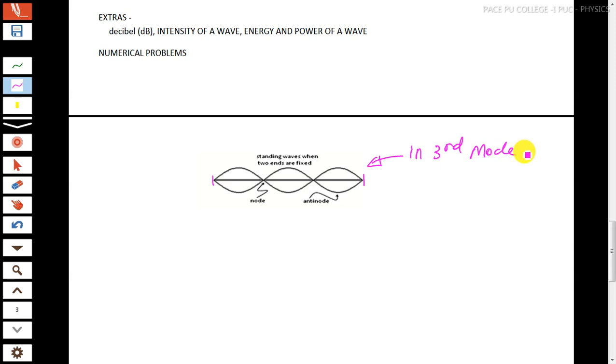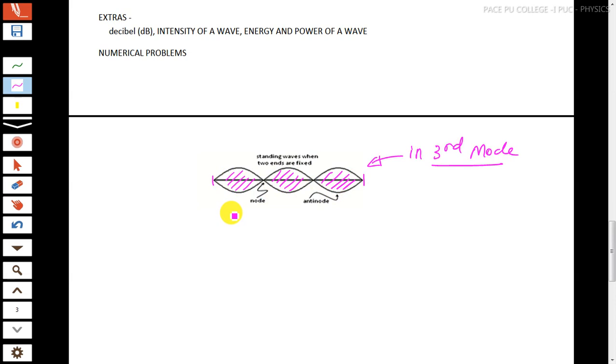So then, what is the first mode? What is the second mode? What is the third mode? We need to explain this. In the third mode, we will see three loops. These are the loops. How many loops am I seeing? I am seeing three loops. Three loops means third mode.